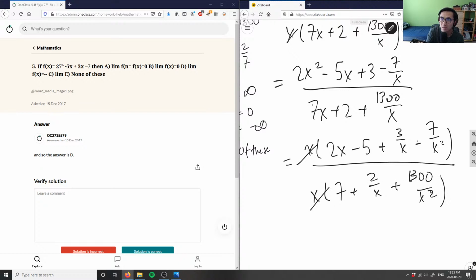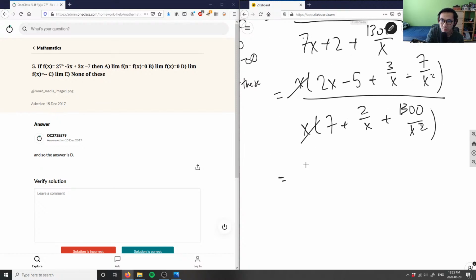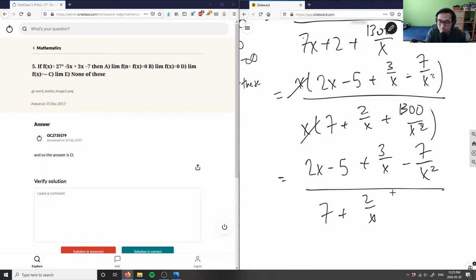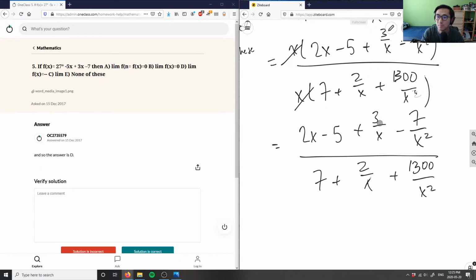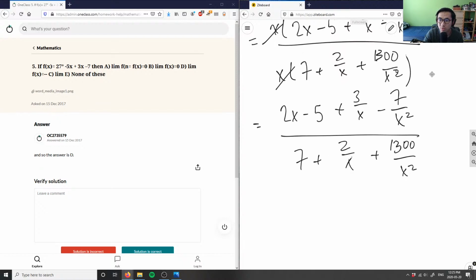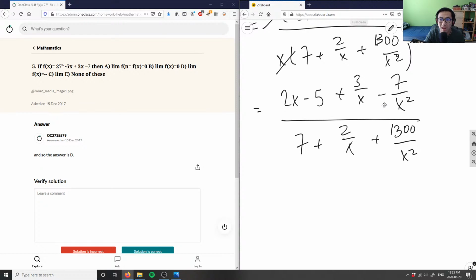And this might help us with our limit, which is now 2x minus 5 plus 3 over x minus 7 over x squared, divided by 7 plus 2 over x plus 1300 over x squared. Oh no, sorry, plus 1300 over x squared. Yeah, that's good. These terms are separate. So what we have now is this function, and we're going to sub in negative infinity as our x value.